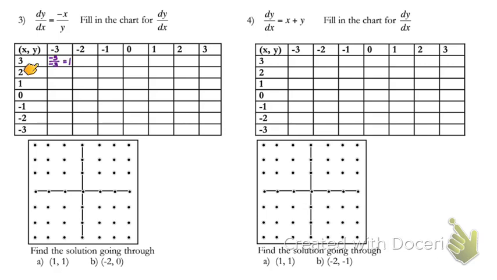Let's do all the diagonals first, because I want to be easy on myself. If I plug in 2 and negative 2, that would be negative 2 over negative 2, which is 1. If I plug in 1 for x and negative 1 for y, that would be negative 1 over negative 1, which is 1.